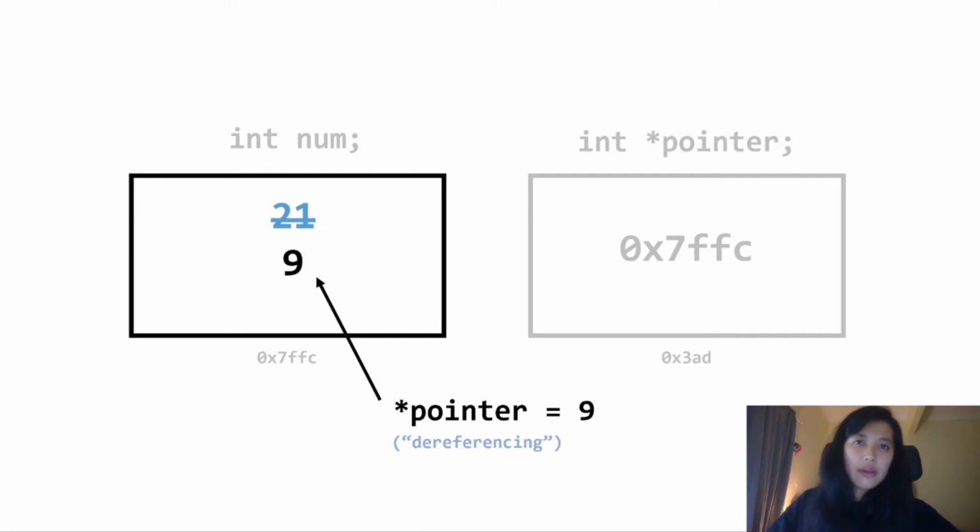The reason why pointers and the ability to dereference them is important is because it means you can access and modify the original variable that the pointer is pointing to. This is particularly useful when we look at pointers in the context of functions.